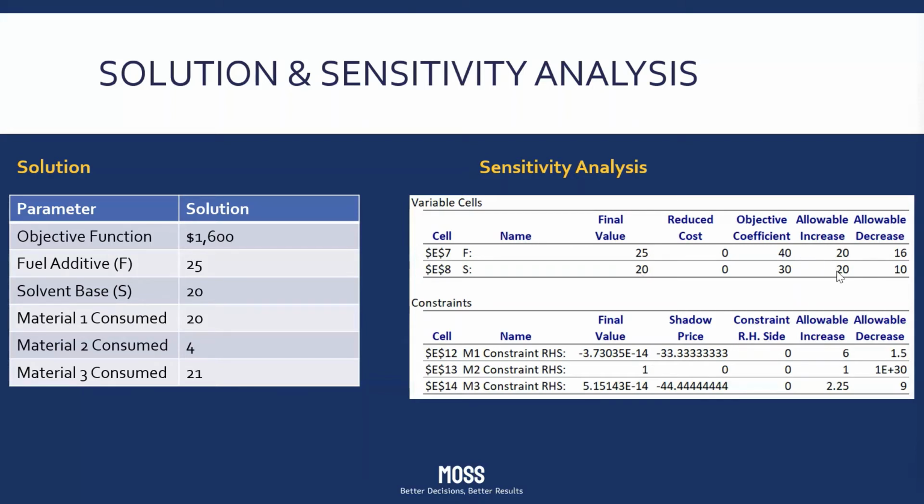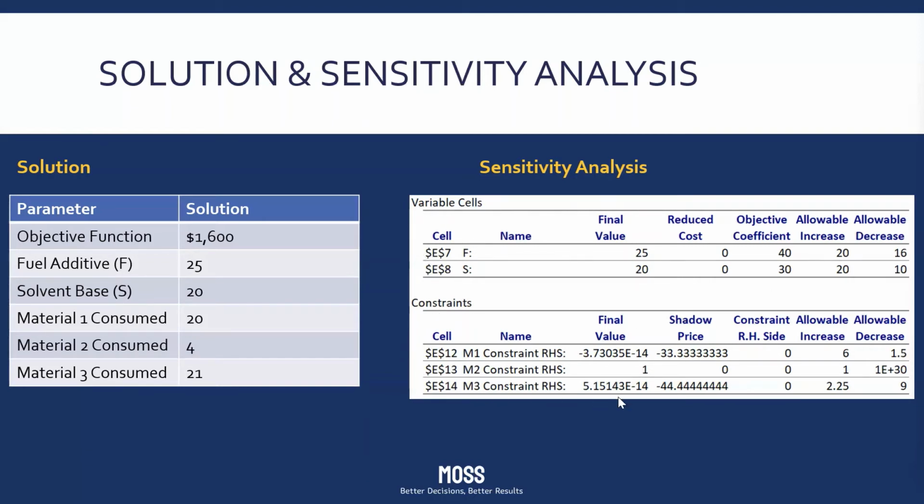Now, the allowable increase and decrease represent how much this coefficient can change upwards and downwards before the 25 and 20 solution is no longer valid. So if this objective coefficient went from 40 to 50, or went from 40 to 30, the optimal solution would still be 25 and 20. And likewise, if the objective coefficient for solvent base went from, let's say, 30 to 40, or 30 to 25, the optimal solution would remain 25 and 20. But if the pricing of these products changes beyond the values listed here, then this 25 and 20 optimal solution is no longer valid. And that's how you read this part of a sensitivity analysis.